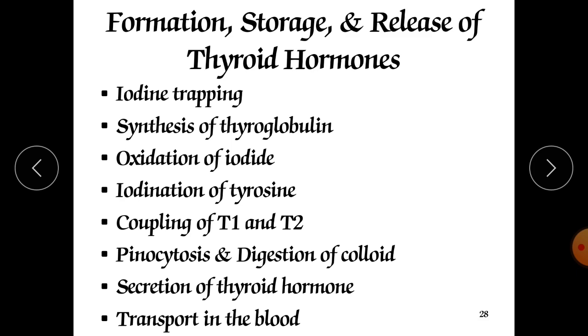Now secretion. The next process is secretion of thyroid hormone. T3 and T4 are lipid soluble. They diffuse through the plasma membrane into the interstitial fluid and then into the blood. T4 normally is secreted in greater quantity than T3, but T3 is several times more potent. As I already discussed, T3 is more potent, but it is in inactive form. It does not bind to the plasma protein.